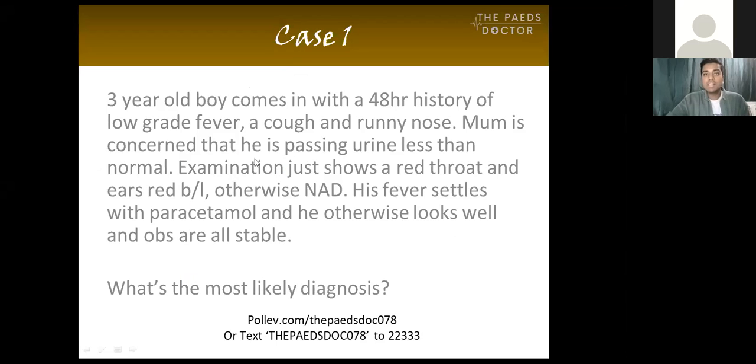So let me highlight this. The key points in this scenario is this child is 3 years old, so they're a toddler age. They have a short history of a low-grade fever and a cough with a runny nose. So this kind of suggests there's some kind of upper respiratory thing going on. The examination is otherwise normal, so we're not hearing any crepitations, we're not hearing any wheeze in the chest, which is also a good sign. And his fever is settling with his obs being stable. So the majority of you are correct.